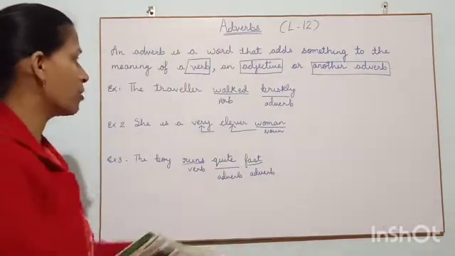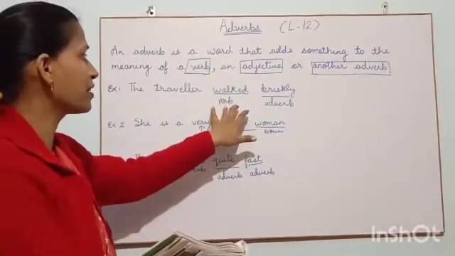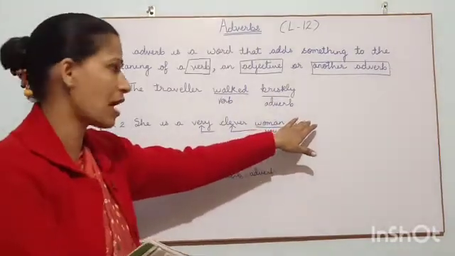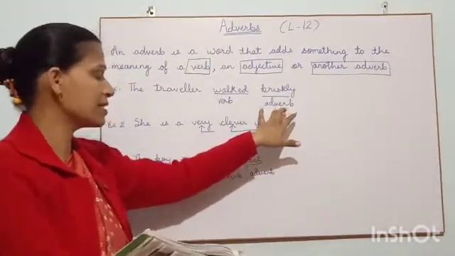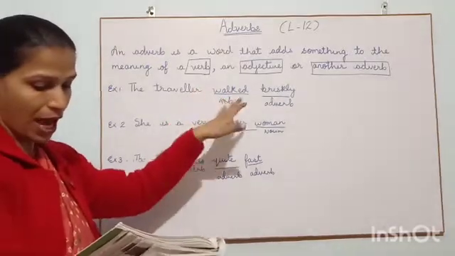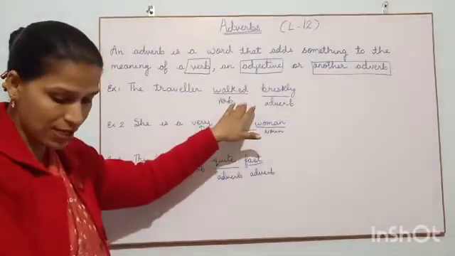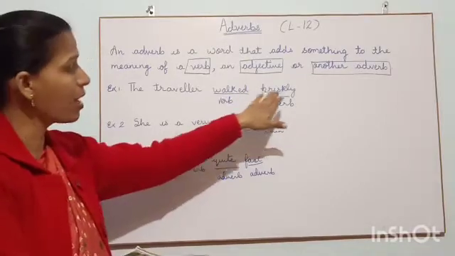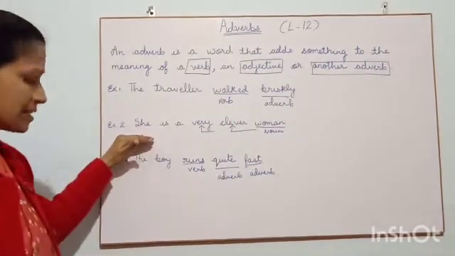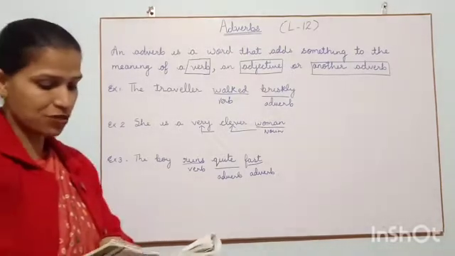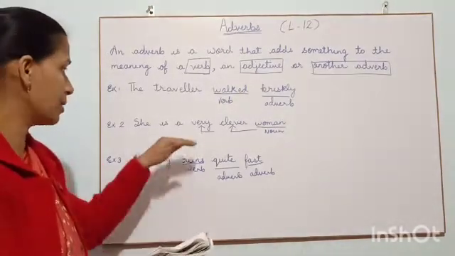Your adverb, because it is modifying the verb, that is why it is known as adverb. This adverb adds to the meaning of the verb walked. How the person has walked is defined by briskly. The second sentence says, very shows the degree.